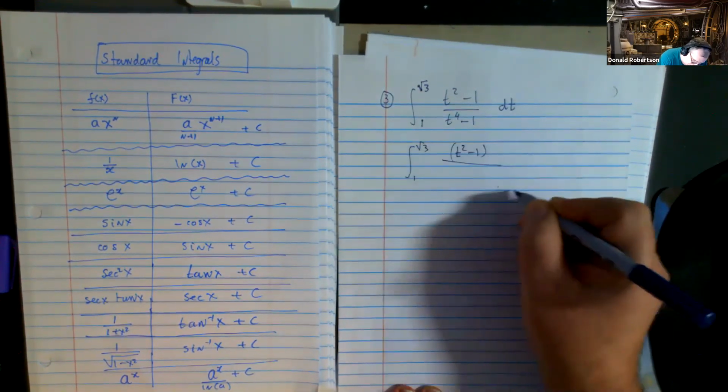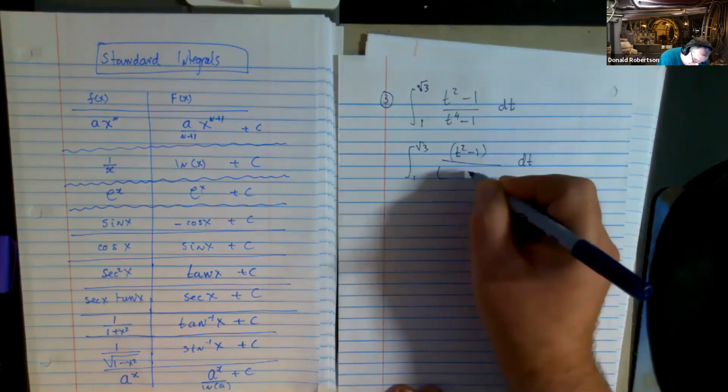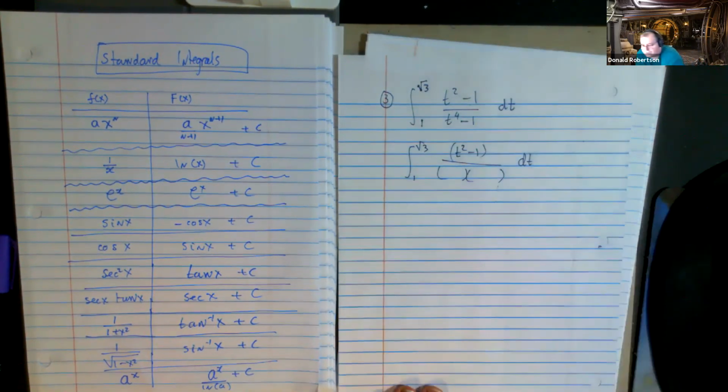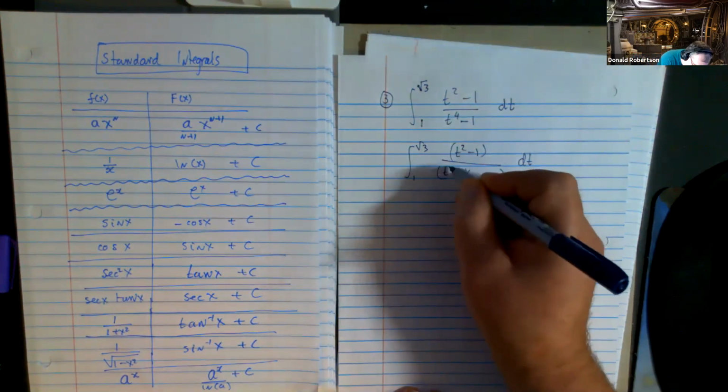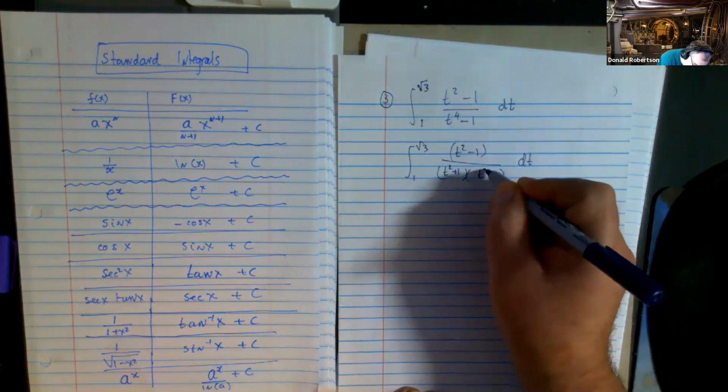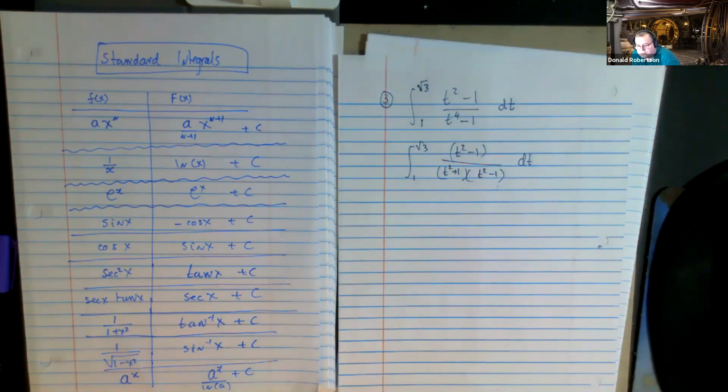In particular, do you notice that t to the power of 4 minus 1 is an unusual difference of 2 squares? Try it out. Check that. Doesn't it work? So t to the 4 take away 1 is actually a difference of 2 squares: t squared plus 1, t squared minus 1.